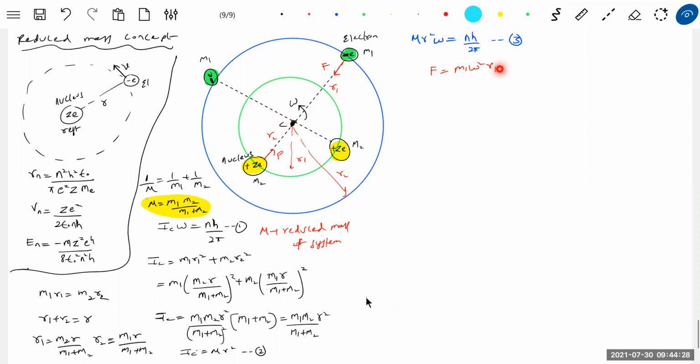So let's substitute the value of R1. This F should be equal to Z e square by R square here again, equal to m1 omega square. What is R1? R1 is m2 r by m1 plus m2. Next, one more step.